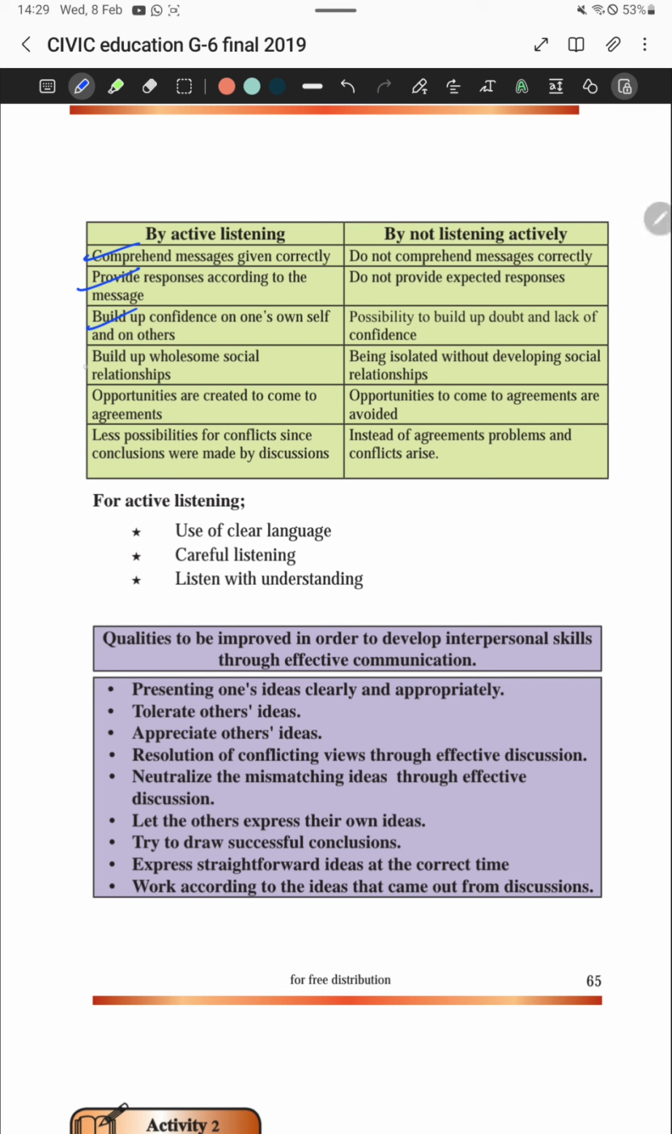Build up wholesome social relationships. Wholesome is a new word for you. Wholesome means complete, total and accumulated.